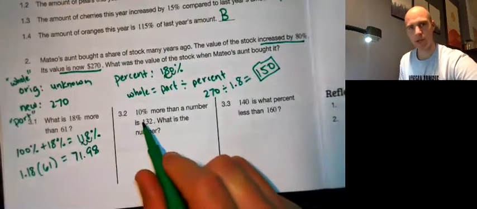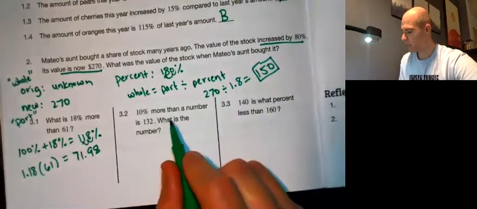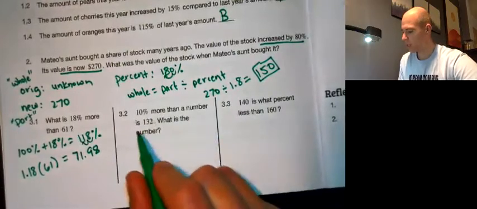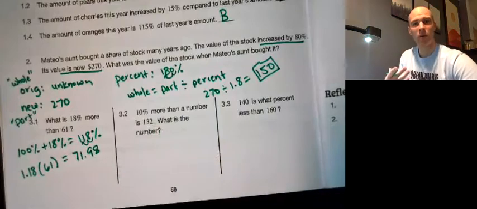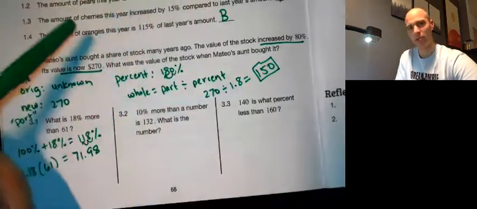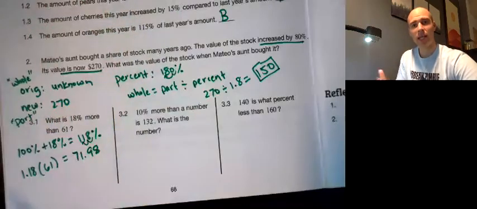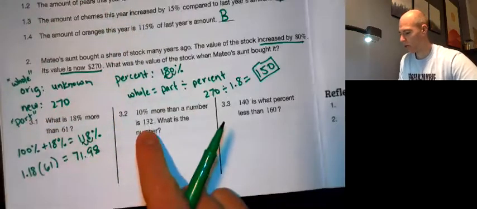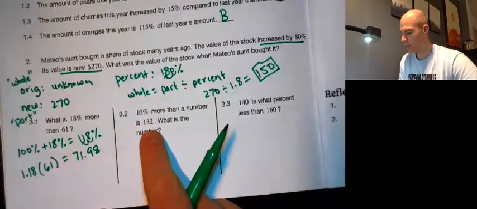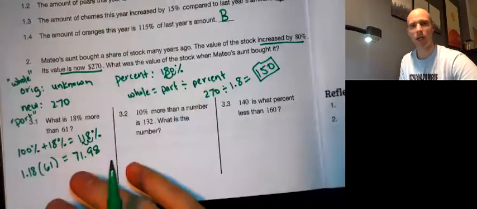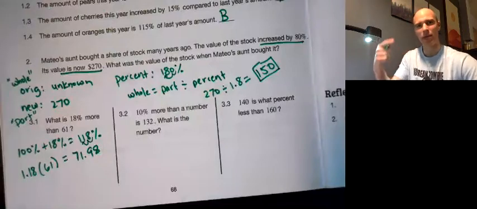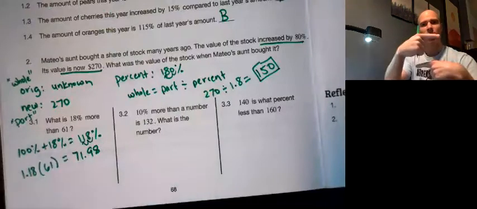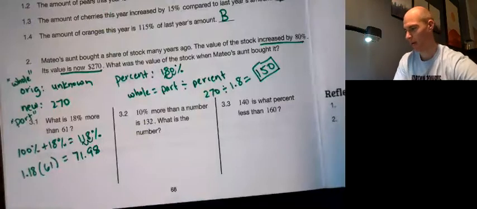All right, number 3.2 says 10% more than a number is 132. What is the number? Okay, so this is another one where we've got to be careful, like the Mateo question previously. A mistake in this question would be to say, okay, so 132 is 10% more than this number that I want, so I'll just take 10% off of 132 and get the number I want. It doesn't work that way. You can't go back and forth with the same percent in that way.